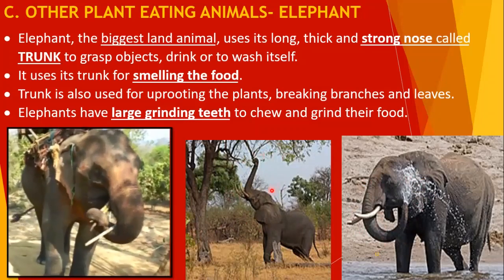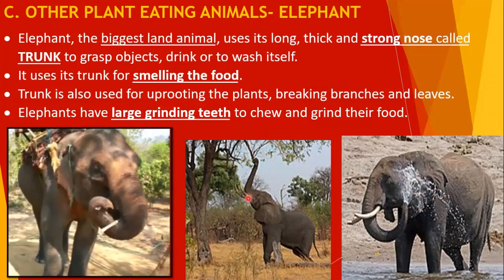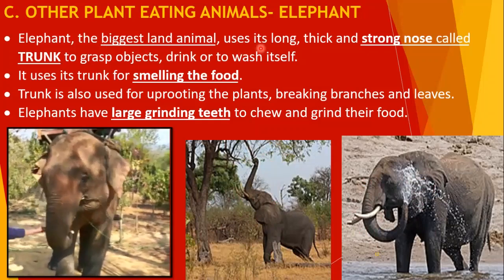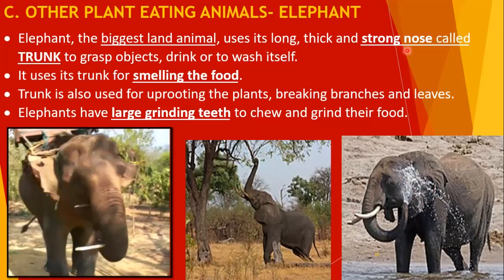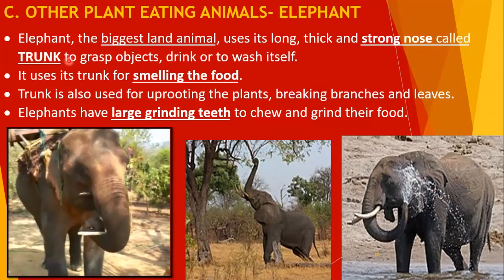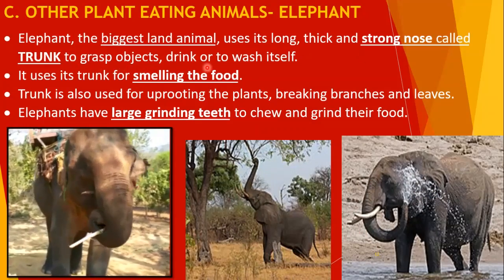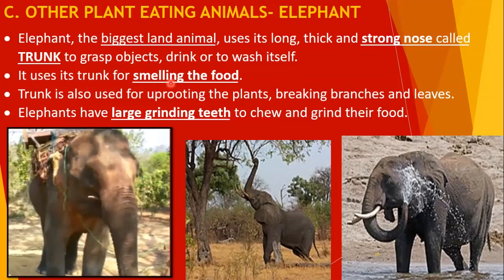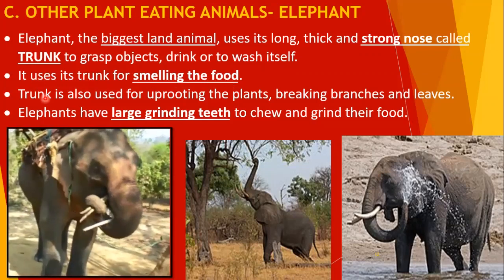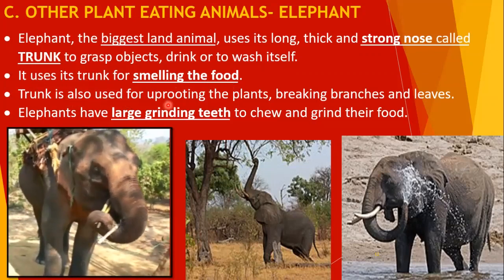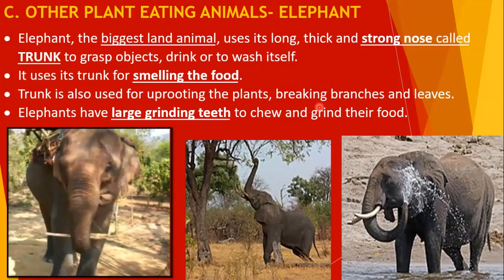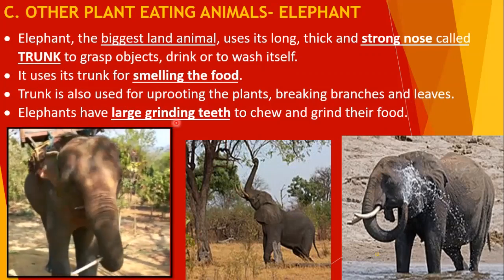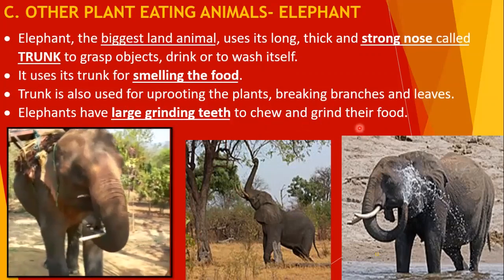So, a few key points that you must keep in mind are: elephant, the biggest land animal, uses its long, thick and strong nose called trunk to grasp objects, drink or to wash itself. It uses its trunk for smelling the food. Trunk is also used for uprooting the plants, breaking branches and leaves. Elephants have large grinding teeth to chew and grind their food.